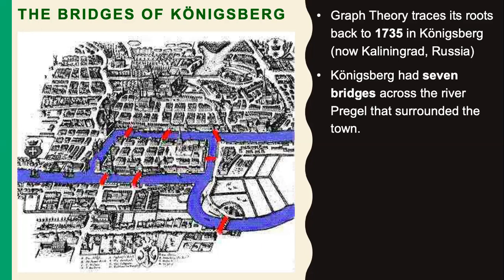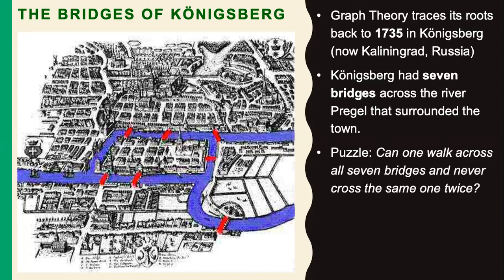In that place, Königsberg had 7 bridges across the river, in this town. And there was a problem, a puzzle. Can one walk across all 7 bridges and never cross the same one twice? So for those students here in our Zoom class, what do you think is the answer?